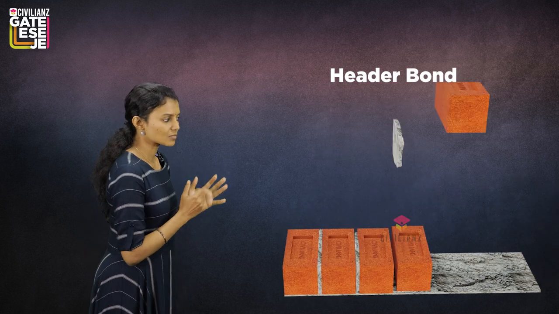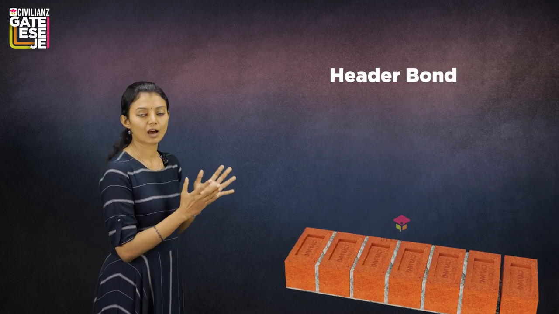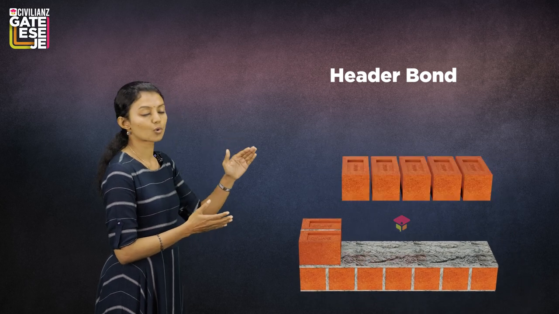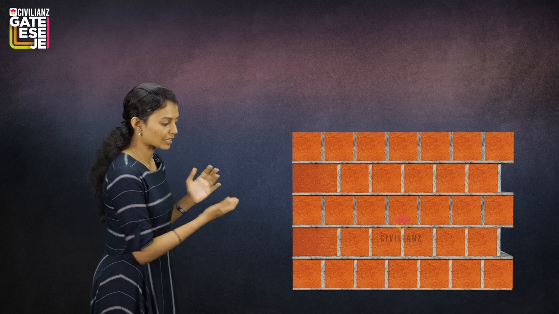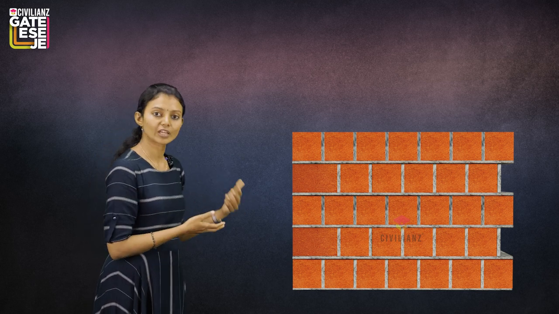Next comes the header bond. So in this bond, only headers are placed in every course of bricks or in every single course. So here we can see that first we place a layer of headers, above that also we are placing another layer of headers and so on. So only headers are placed in every single course.